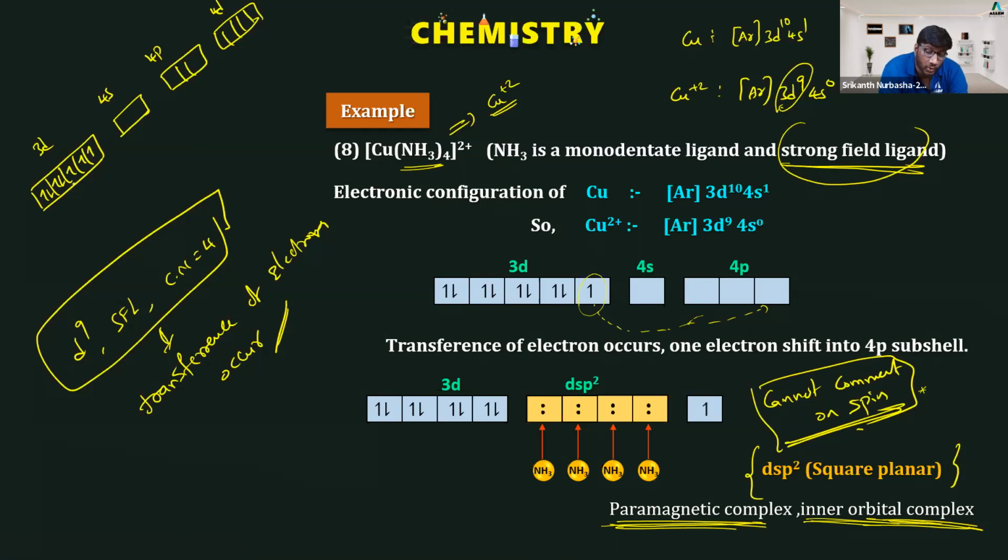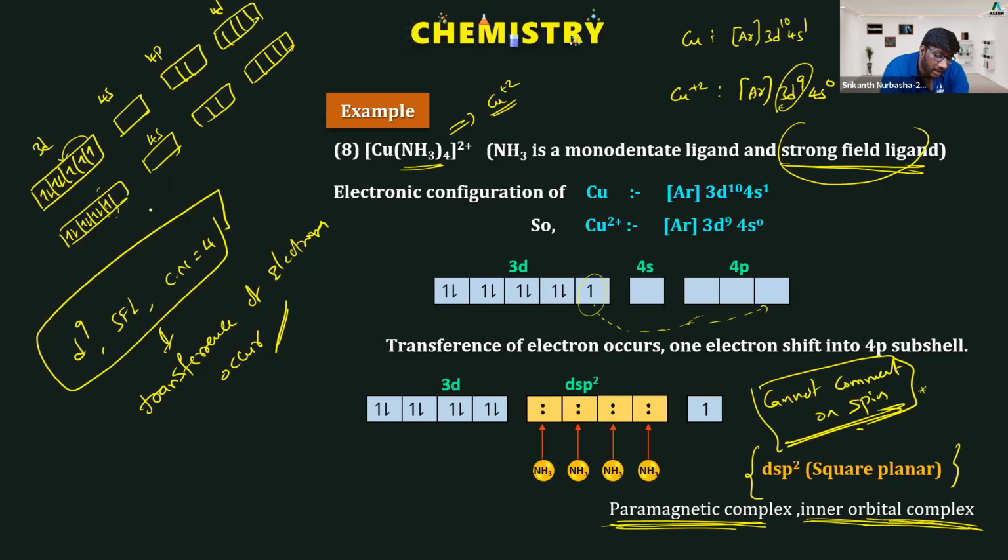And now you have to do the strong field ligand is there. So pairing of electrons you can do. If you pair the electrons, what will happen? These two electrons can pair up. So you have 1, 2, 3, 4, 5, 6. Seventh electron is actually again unpaired. Although it is a strong field ligand, you still have one electron which is unpaired. You cannot pair this electron. Can I pair this electron?